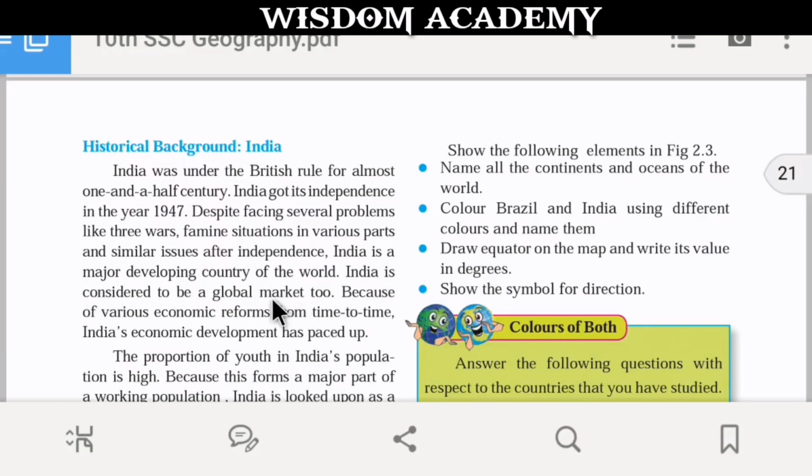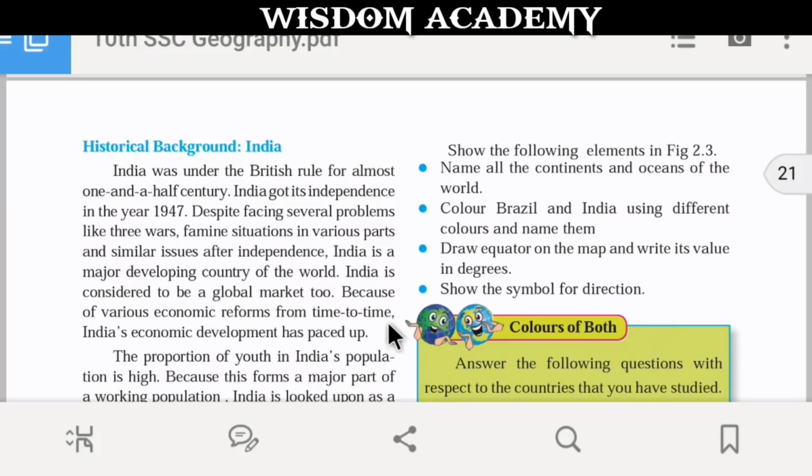ग्लोबल मार्केट, इंडिया में पॉपुलेशन बहुत ज़्यादा है और मिडिल क्लास पॉपुलेशन बहुत ज़्यादा है. सो वर्ल्ड की सभी चीज़ें अभी इंडिया में मिलती हैं. सो इंडिया इज अ ग्लोबल मार्केट. इंडिया इज कंसिडर्ड टू बी ग्लोबल मार्केट बिकॉज ऑफ वेरियस इकोनॉमिक रिफॉर्म्स फ्रॉम टाइम टू टाइम. इंडियाज इकोनॉमिक डेवलपमेंट हैज पेस्ड अप. सो वी हैव सीन आफ्टर 1991 इंडिया में लिबरलाइजेशन हो गया, हमारा मार्केट ओपन हो गया.